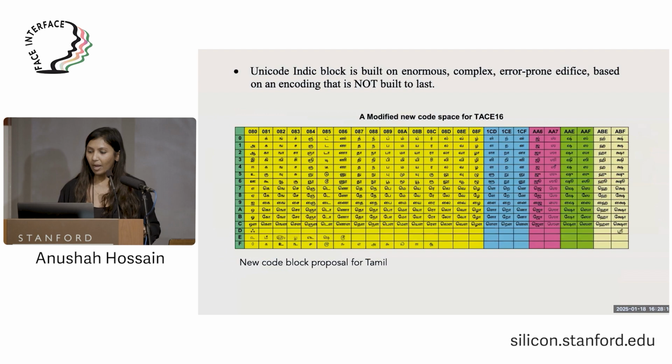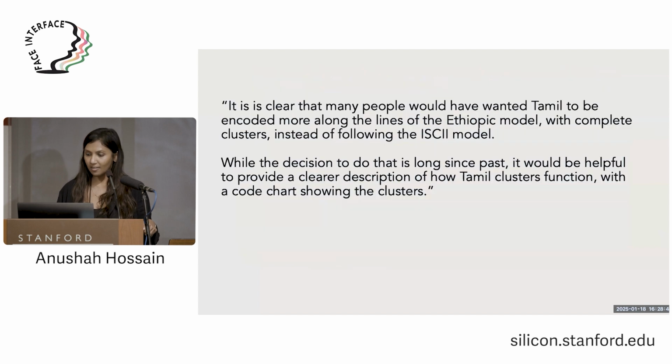So INFITT approached Unicode in the mid-2000s, demanding that a whole new Tamil encoding be added to the standard, which they had already spent years testing and approving. And they wanted to be pulled out entirely from the ISCII model. They had their set of characters that should be added as a new code block. And in this case, ISCII was being actively contested. In their view, the Unicode Indic block was, quote, built on an enormous, complex, error-prone edifice based on an encoding that is not built to last.